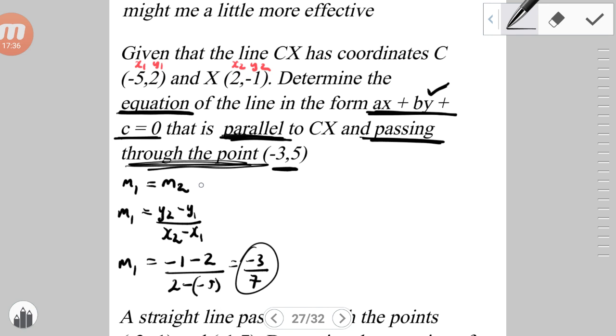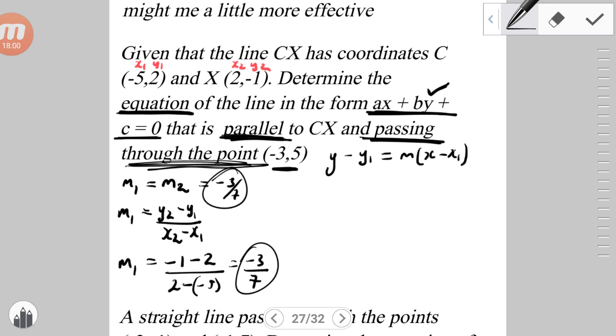Automatically now, that simply becomes the gradient of the line parallel, or any line that is parallel to CX. So the gradient there is going to be minus 3 over 7 for m2. Next, we're looking at the whole idea that equation implies that this is going to play an important role. So that's y minus y1 is equal to m times x minus x1.